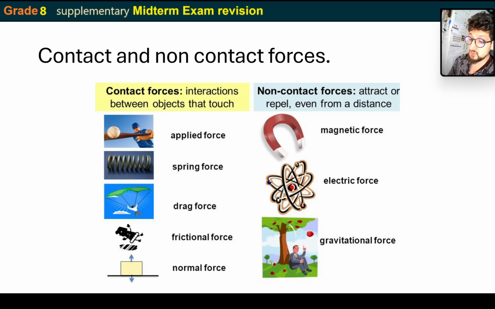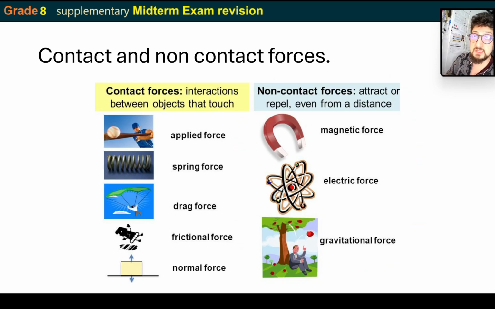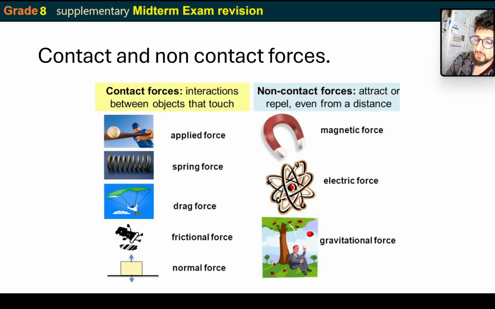Okay, so those are the types of non-contact forces that you need to be familiar with. And if you need more information, as I said, you need to go back and watch that video, or you need to research and ask your friends and so on. And by all means, you can always ask your teacher as well. And some types of contact forces are here. There are others as well.